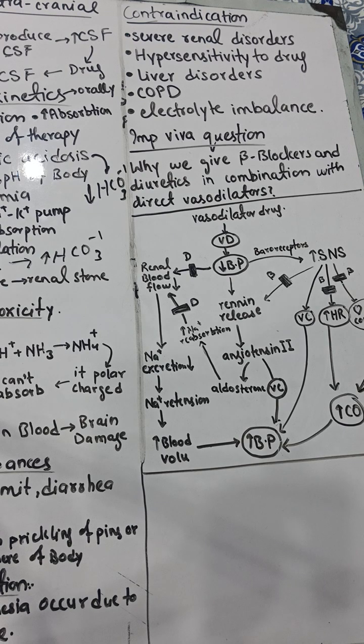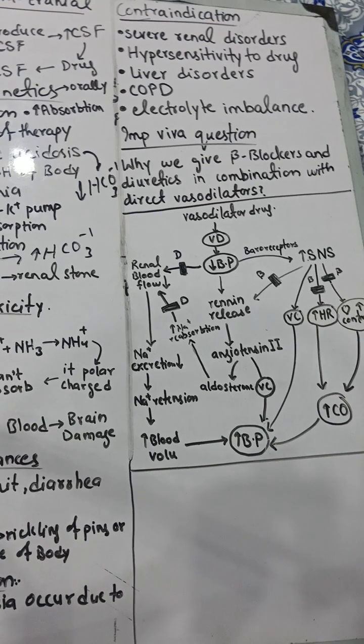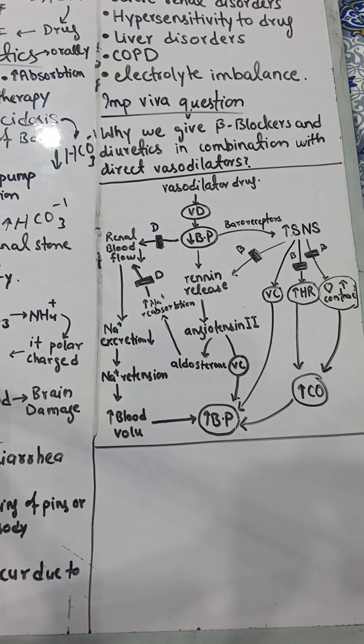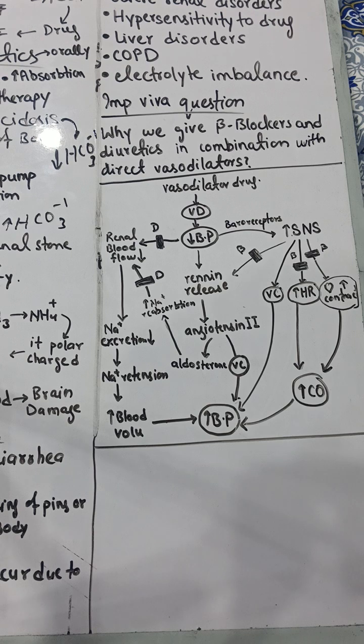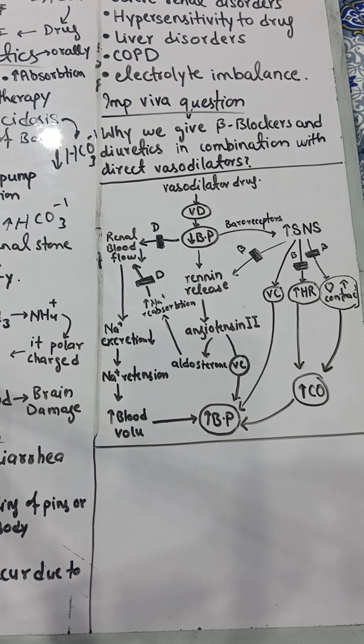So next, this is a very important question from the viva point of view, and the question is, why do we give beta blockers and diuretics in combination with direct vasodilators? Direct vasodilators are another class of drugs given to a patient who has hypertension. What is happening is, after giving direct vasodilators inside your body, a compensatory system starts, which as a result increases your blood pressure. So this is an opposing compensatory mechanism.